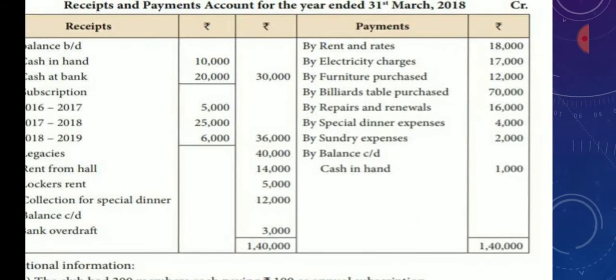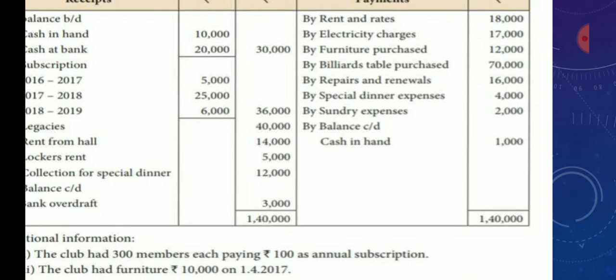Then the payment side: by rent and rates 18,000, by electricity charges 17,000, by furniture purchase 12,000, by billiards table purchased 70,000.